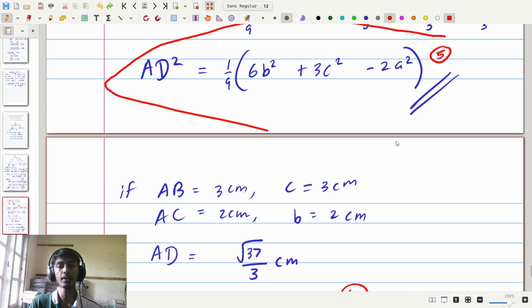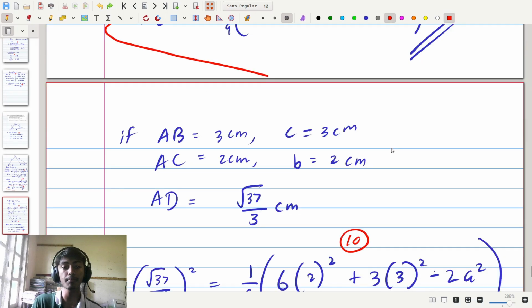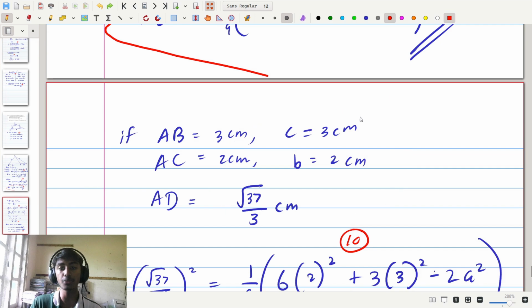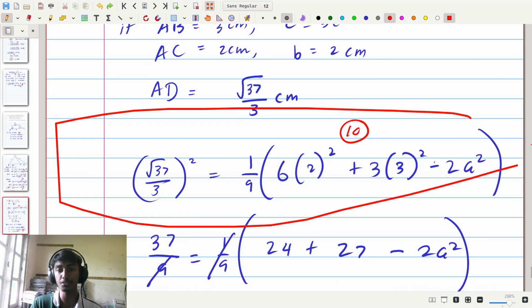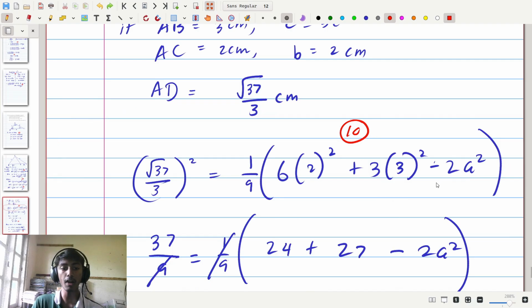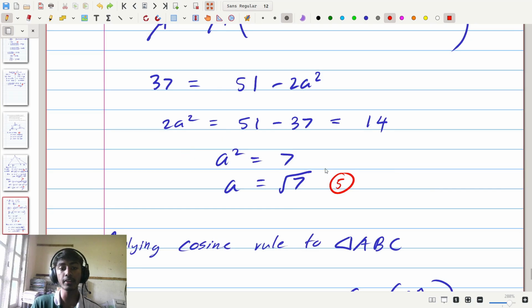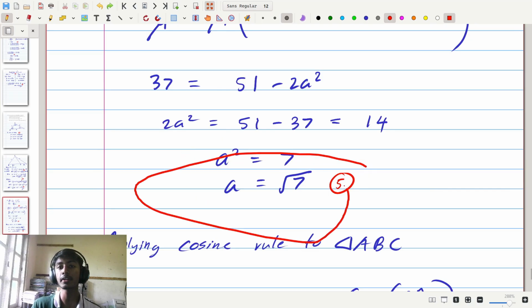Now from that, when they then give you the values of AB, AC and AD, when you substitute each of these 3 values correctly into the expression that you just found, you'll get 10 total marks for substituting correctly. After that, when you simplify down and get A squared equals 7 and then A equals root 7, you'll get another 5 marks.